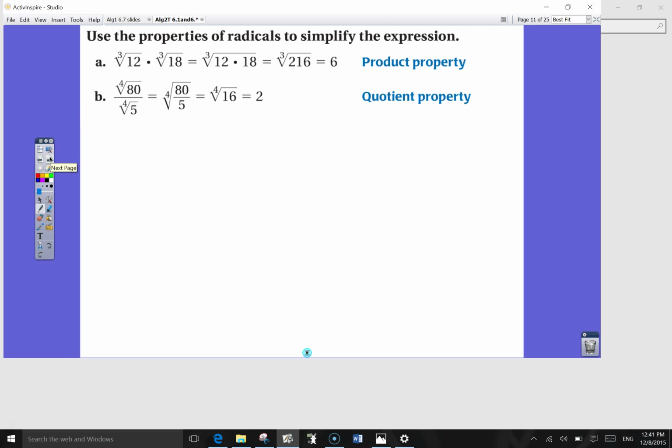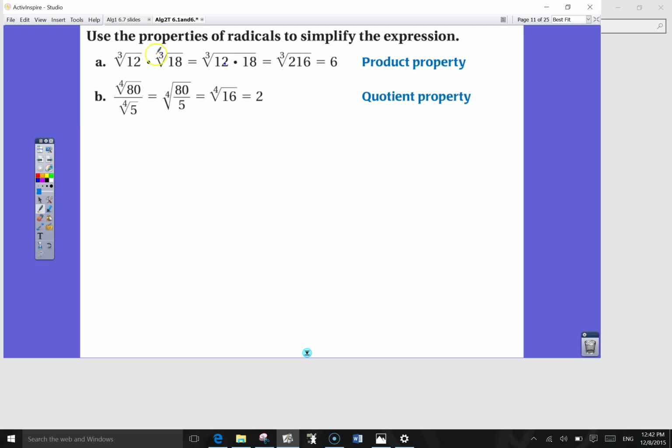So, using the properties of radicals to simplify the expressions, I've just copied their examples here today because they're fine, and it makes it cleaner for you. My writing wouldn't have added much to this anyways. You can see what they've done in the first problem. It's a product property. We have the product of radicals, so we're making it the radical of a product.